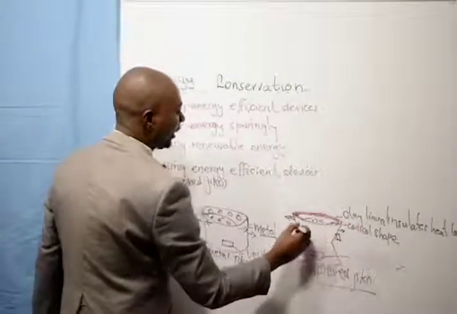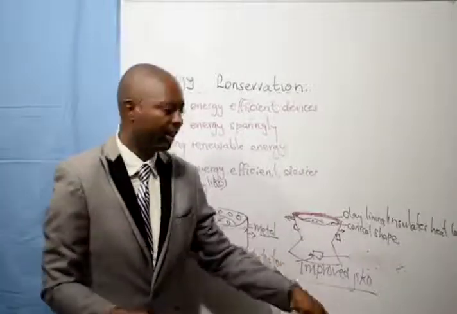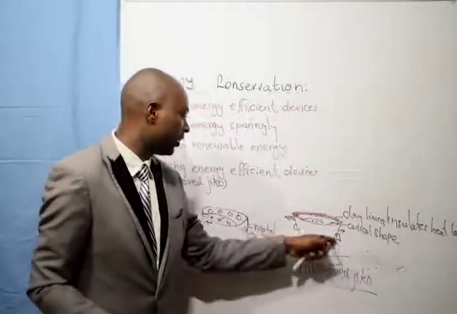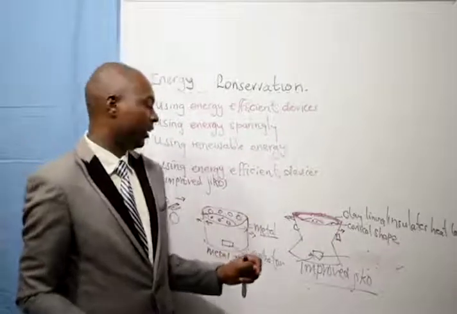Number two, it does not get hot on the sides. Why? You don't have to keep on shaking. It is not losing heat to the surrounding. The jiko gets hot because it is losing heat to the surrounding.